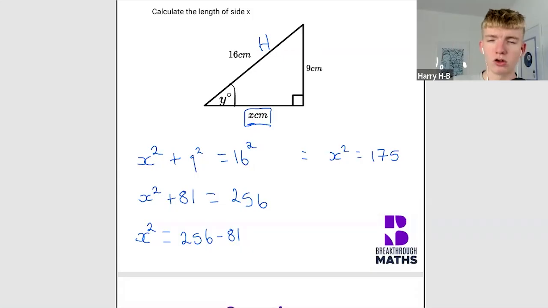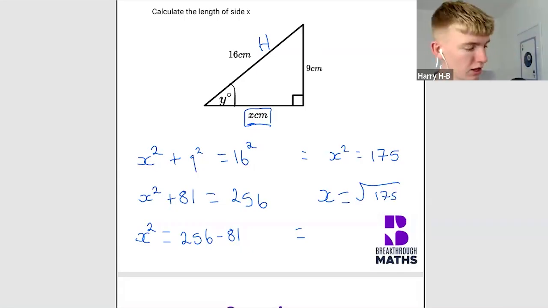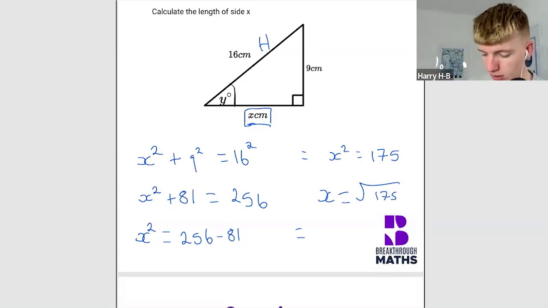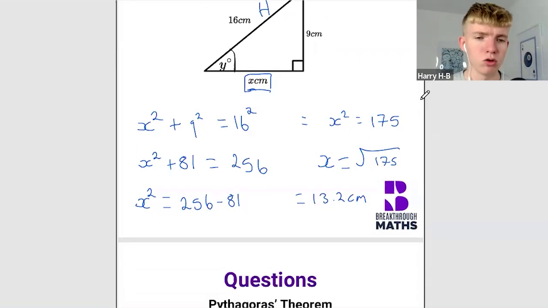So we're now going to take the square root of 175. Of course, plug this into your calculator, okay? The square root of 175 should give us an answer of around 13.2, I'm going to say. If I'm actually right with this, then I'm a genius, and I don't even know. Lo and behold, I'm right. 13.2. Okay, 13.2 centimeters is our answer. Hopefully that wasn't too bad.